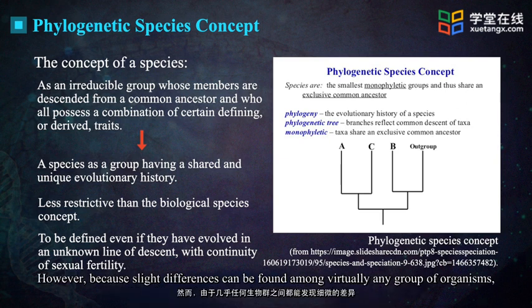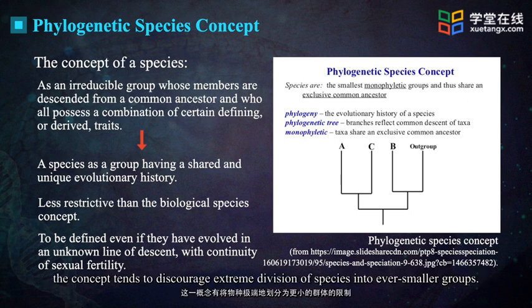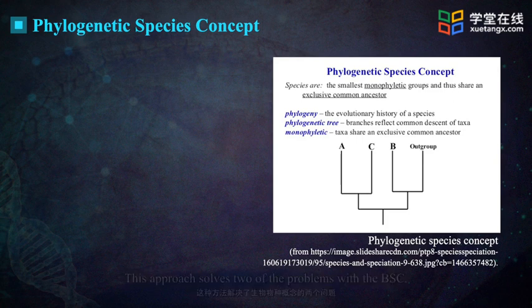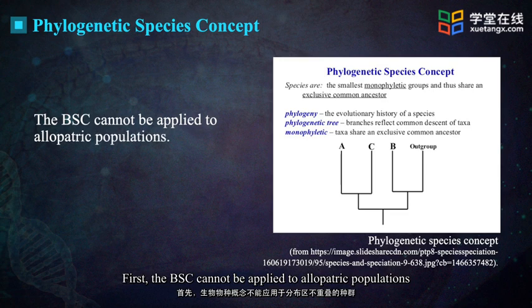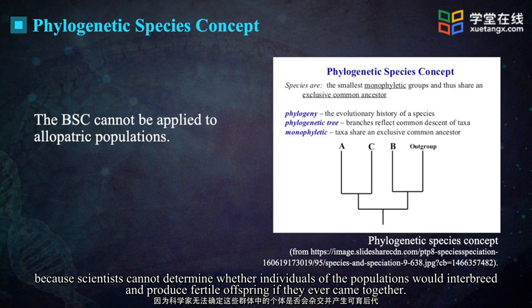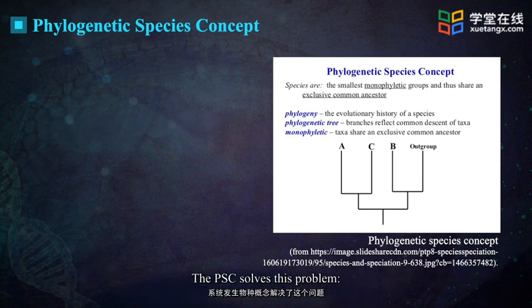However, because slight differences can be found among virtually any group of organisms, the concept tends to discourage extreme division of species into even smaller groups. This approach solves two of the problems with the BSC. First, the BSC cannot be applied to allopatric populations because scientists cannot determine whether individuals of the populations would interbreed and produce fertile offspring if they ever came together. The PSC solves this problem.